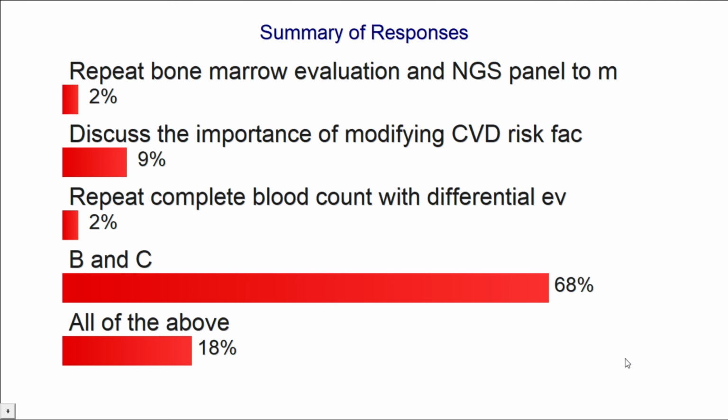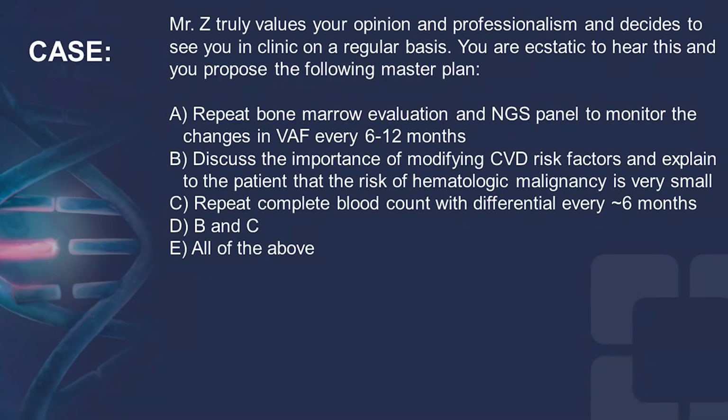Of course, you discuss the importance of modifying cardiovascular risk factors, so that's a good answer. And the repeat complete blood counts with differential every 6 to 12 months, or every 6 months. I think that's probably the right answer. We don't know. Some experts would recommend doing that. And I would personally recommend having a CBC done with annual physical exams, just to make sure there is no progression of cytopenias or development of cytopenias.